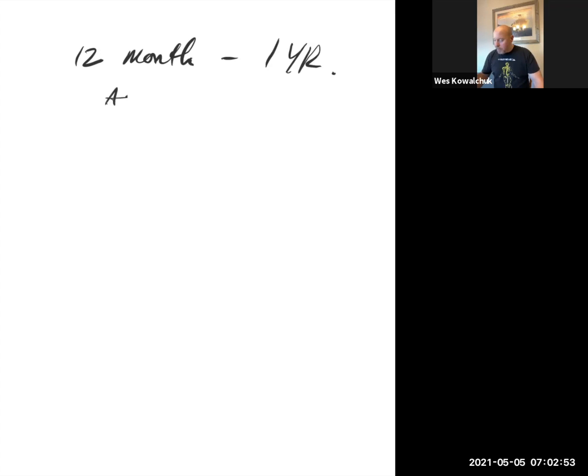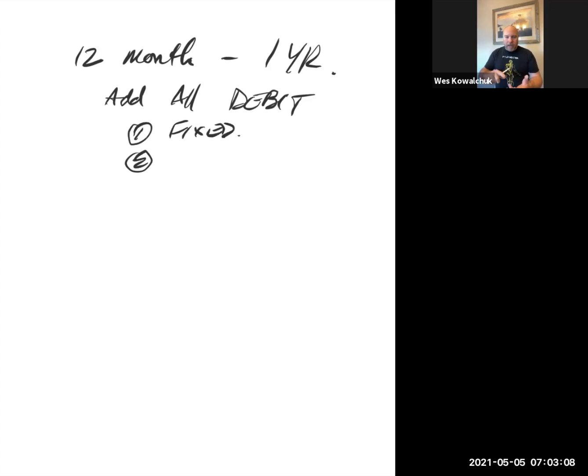I want you to add up all the debits, right? That's all the expenses that come out of your bank account. And I want you to break them into two categories. The first category is all the fixed expenses. That's stuff like insurance, power bill, gas bill, water bill, your wages for the office staff, software, any of those expenses that you have to pay. Those are fixed expenses. That's what we call the overhead side of the business, right?